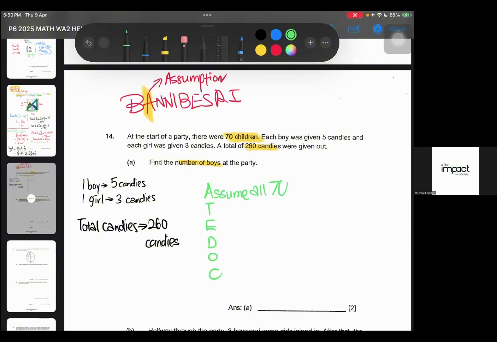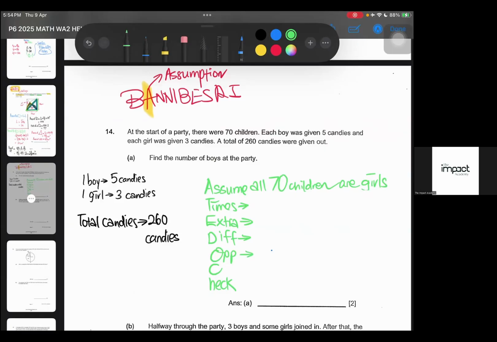Assume all 70 children are boys. I apologize, it should be the other way around, right? Assume the opposite of what the question is asking. The question asks for boys, right? So you assume all are girls. So now, if 70 children are girls, 70 times 3 candies equals 210 candies.